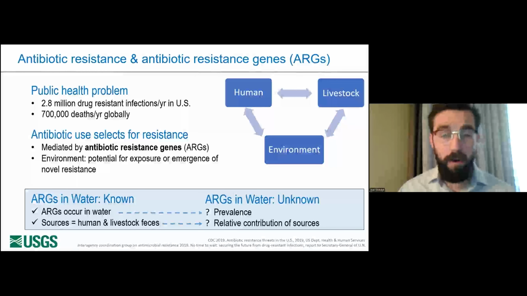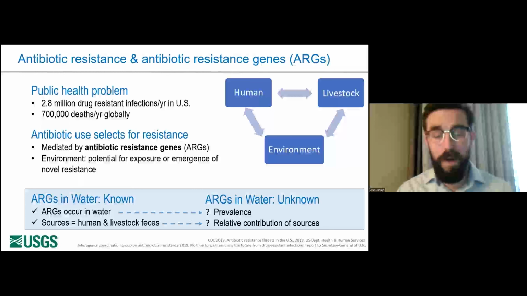And thinking about water specifically as an environmental compartment, we do know that these antibiotic resistance genes can be found in groundwater and that they can originate in human wastewater and livestock manure. On the other hand, we don't know the prevalence of these contaminants in groundwater, how common they are, and we don't know about the relative contribution of the various potential sources of them to groundwater pollution.